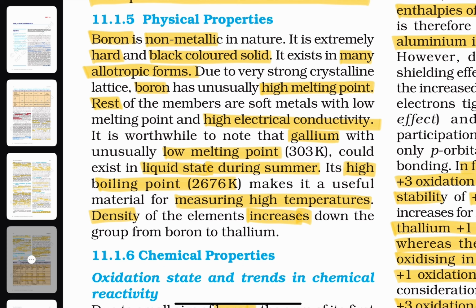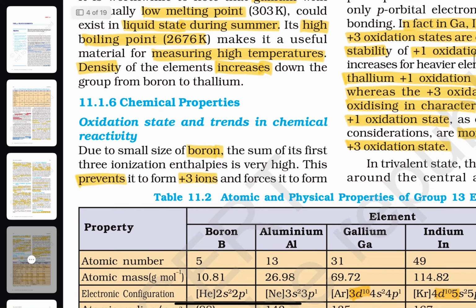Gallium with unusually low melting point 303 Kelvin could exist in liquid state during summer. Its high boiling point makes it a useful material for measuring high temperatures. In high temperature thermometers, generally gallium is used. Density of the elements increases down the group. This is a regular point.